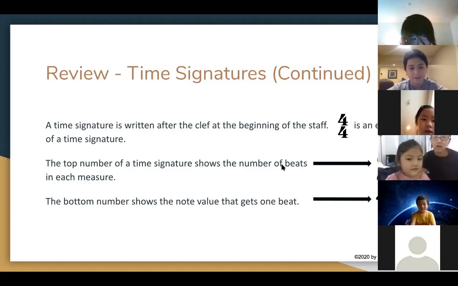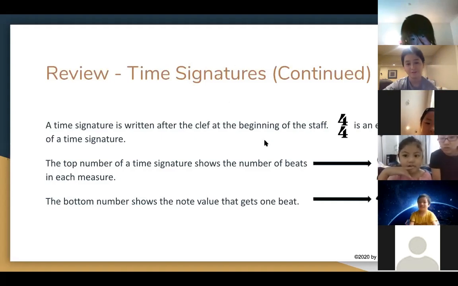Yes. The 4/4, we usually use the 4/4. Yes, 4/4 is a measure. A quarter will get 1 beat. Yes. Good job. Yeah, so that's what we're about to get to.